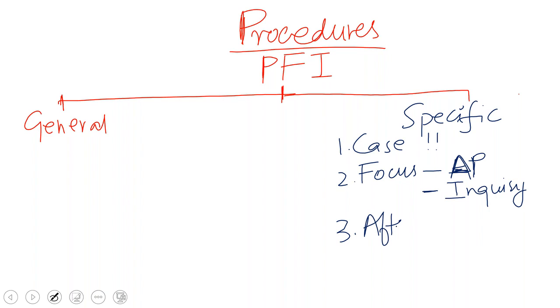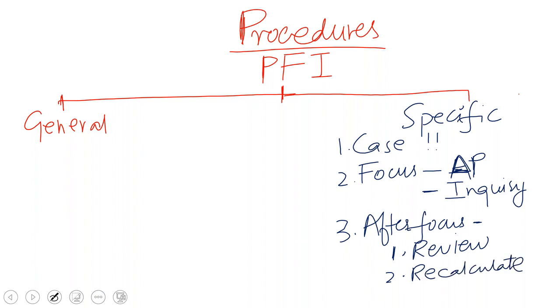Now, then after my focus, can I write procedures like review something once I've done my focus? And I can write procedures like recalculate. Is everyone becoming clear with that specific breakdown? So specific means from the case, specific means we need to focus on AP and inquiry. And once I have done my focus, can I move towards writing procedures like review and recalculation? Is that clear with everyone?